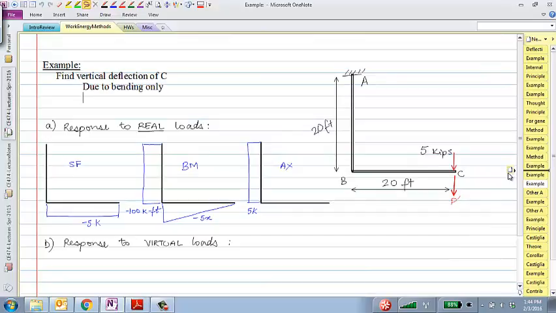This look familiar? So yes, indeed, this is the same frame. Now we are going to solve the same frame. Instead of real work, real energy, we're going to use virtual work, virtual energy method.